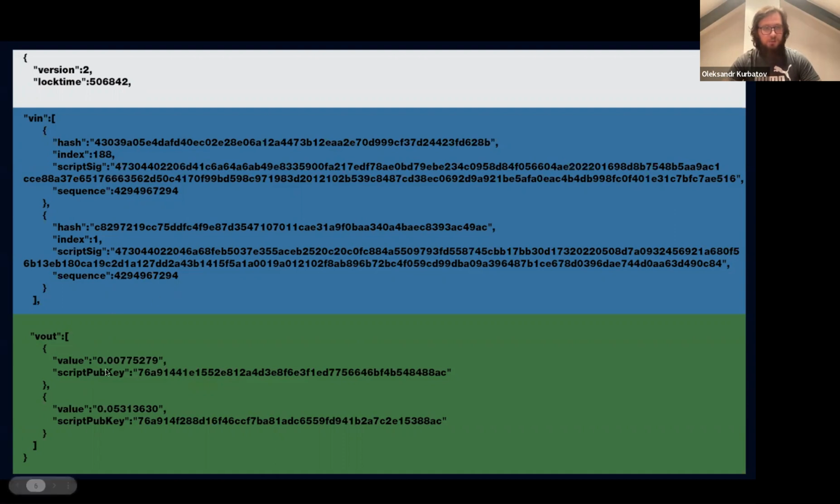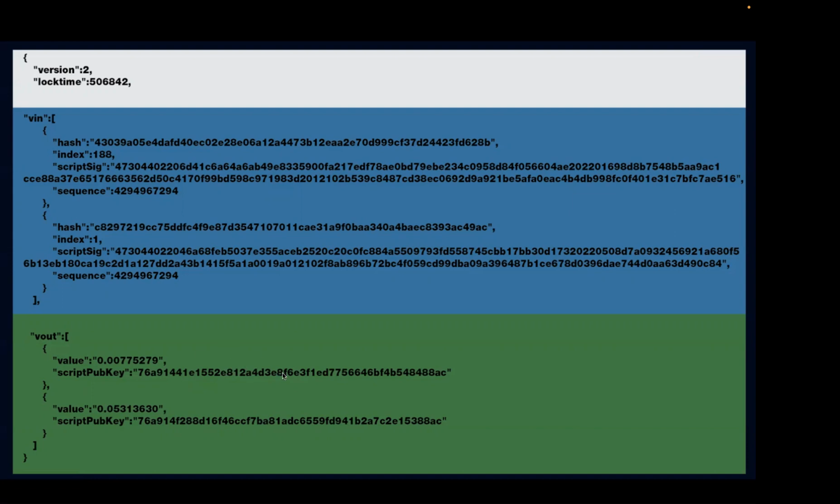Okay, and output values: the value is the obvious amount of Bitcoins you want to pay. Script public key can be just a public key. It can be a Bitcoin address. It can be more different conditions, for example, multi-signature or something like that. So it's just a script where you can define how exactly this money will be spent. Usually it's just a Bitcoin address. I can define my counterparty's Bitcoin address and just pay directly to him or her.